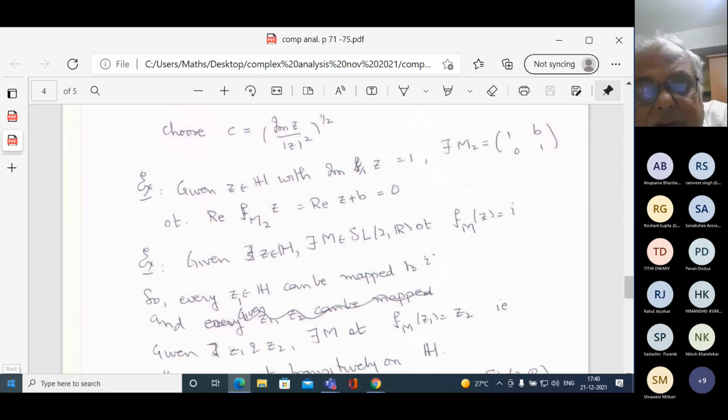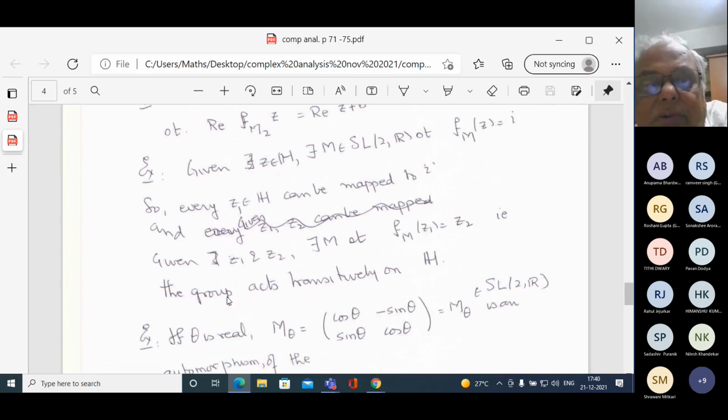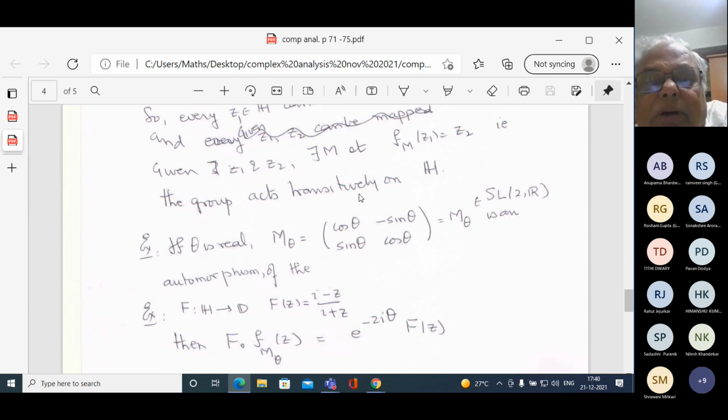The group SL2R acts transitively on H. Why? Because every element can be mapped to i, and therefore you take a composition of two elements. You take z1 to i and take z2 to i, and then take this times that inverse, which will map z1 to z2. The same argument again. So SL2R acts transitively on H.